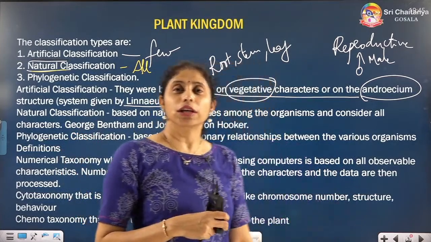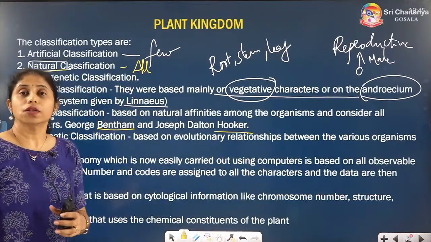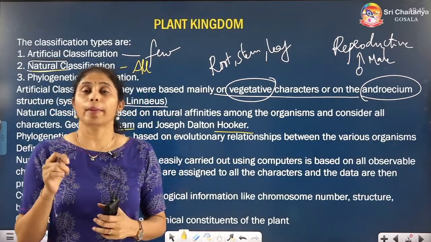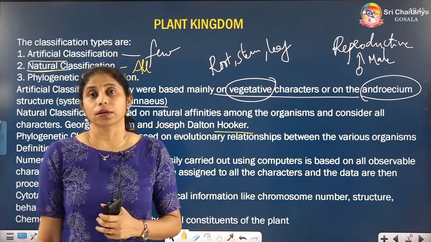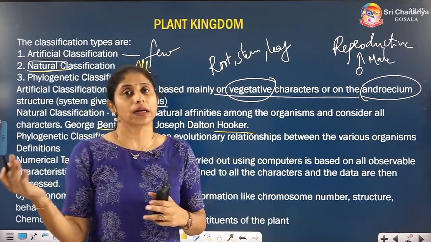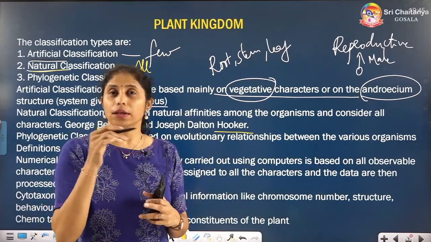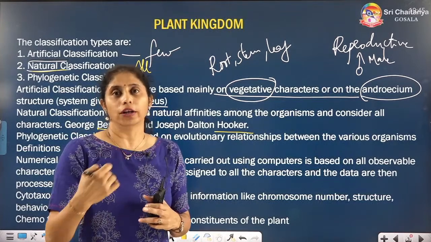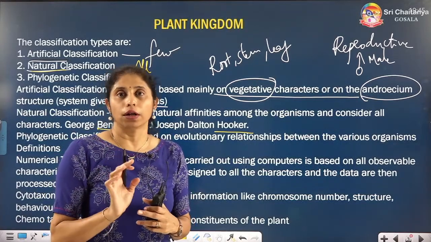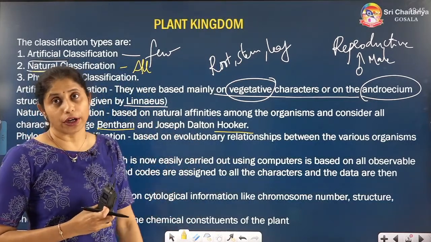Now the natural system was actually given by Bentham and Hooker. These two scientists gave the natural system of classification. Even today, for practical botany, we follow the same Bentham and Hooker natural system of classification, because they considered so many plants and so many characters. They kept one particular sequence or order, but they did not follow the actual evolution system. Then they gave that system. As I told you, only one drawback is there, that is, the evolution point is not considered.